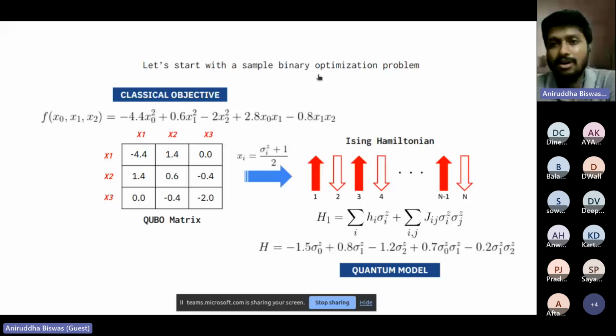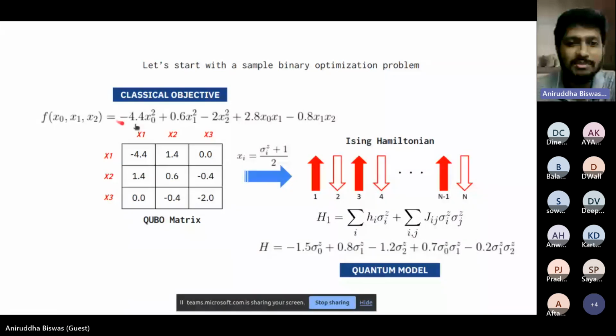So let's basically start with some problems. Here you can see the mathematical expression that we have, f of x0, x1, and x2. That's basically a binary polynomial of second degree. So basically minus 4.4, 0.6, minus 2 to 0.8, and some expression that we have. It's a three variable problem, but only 6 terms are there before going into deep detail.